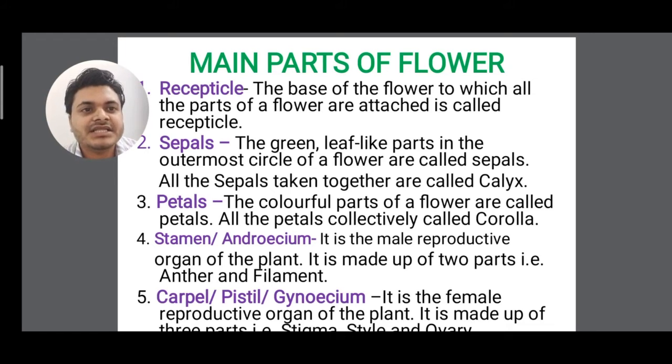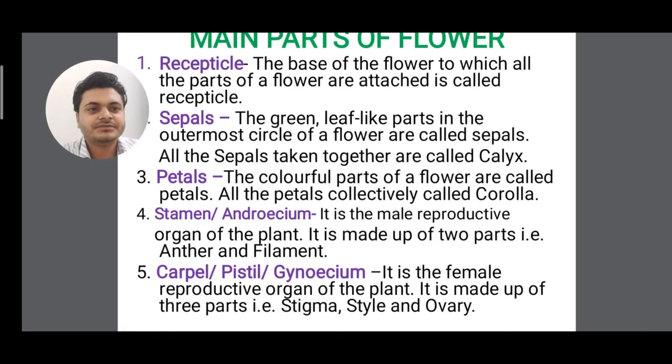Now petals. The colorful parts of a flower are called petals. All petals collectively are called corolla. Now stamen and androecium. It is the male reproductive organ of a plant. It is made up of 2 parts, anther and filament. And pistil, carpel or gynoecium, that is the female part of a flower or the female reproductive organ of a plant, and it is made up of 3 parts, that is stigma, style and ovary.